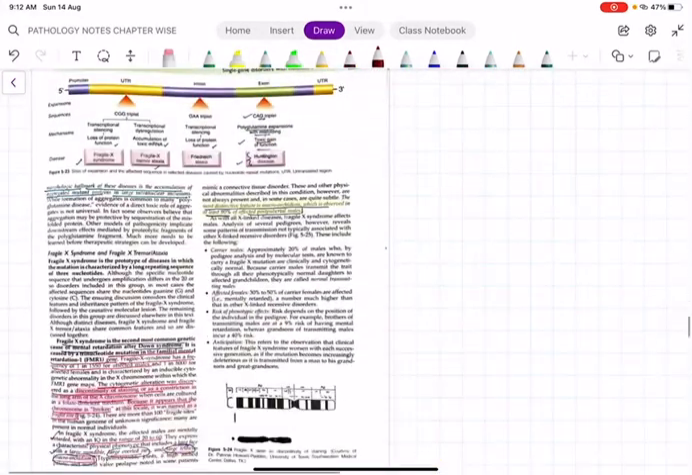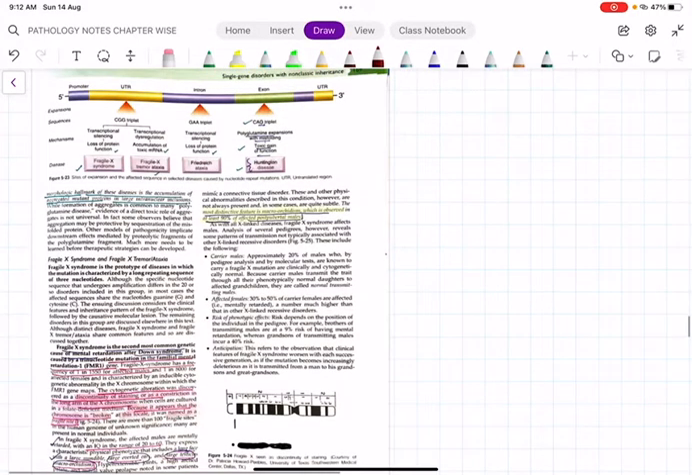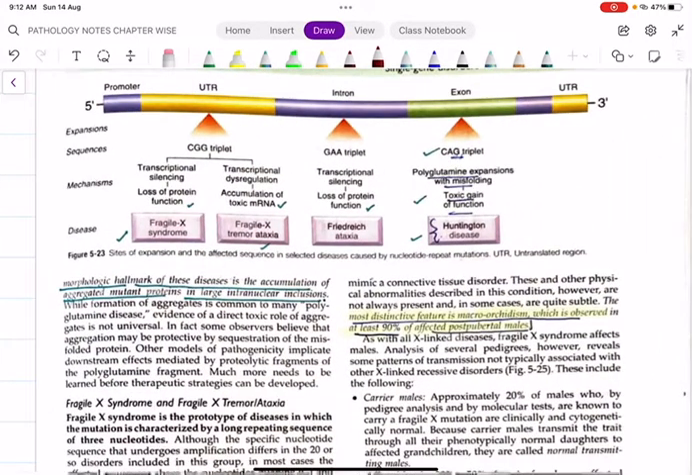So you can see here, Fragile X syndrome is there, as well as Fragile X tremor ataxia. What is the difference between them? In Fragile X syndrome there is a loss of function mutation, whereas in Fragile X tremor ataxia there is a gain of function mutation. Here there is a loss, so there will be a problem. There, because of the gain, there will be accumulation of toxic mRNA that is responsible for the ataxia.